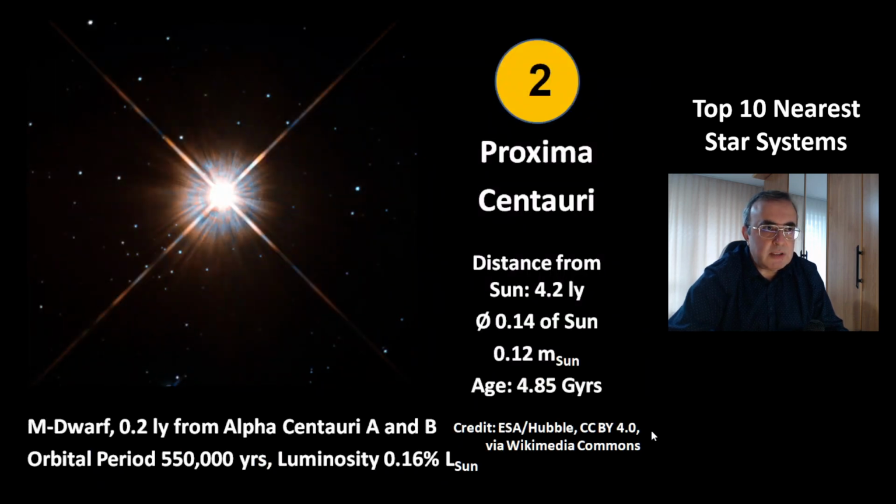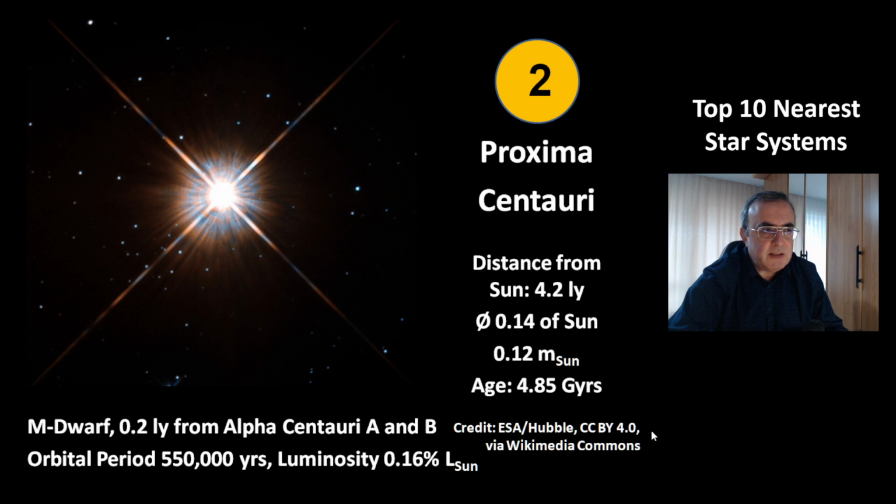This is number 2 nearest star, Proxima Centauri. This distance is from the Sun 4.2 light years. Has 14% of Sun's diameter and 12% of its mass. It's about 1/4 billion years older than the Sun. It's an M dwarf, a red dwarf. And it's a part of a triple star system. It is about 0.2 light years away from the main 2 big stars of this triple star system, Alpha Centauri A and B. Its orbital period is about 500,000 years.